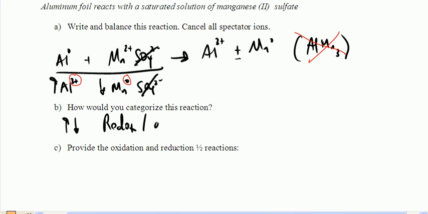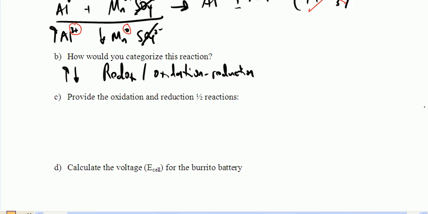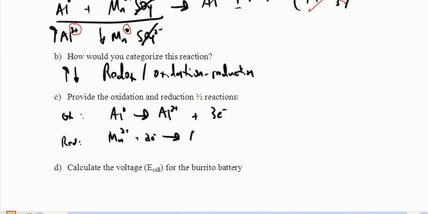Categorize it as redox. If you want to be super specific, you could call it oxidation reduction. Provide the half reactions. Okay, so the oxidation half reaction is the reaction where aluminum 0 is converted to aluminum 3 plus, and it actually loses 3 electrons. The reduction half reaction is when Mn 2 plus gains 2 electrons and is converted to Mn 0.